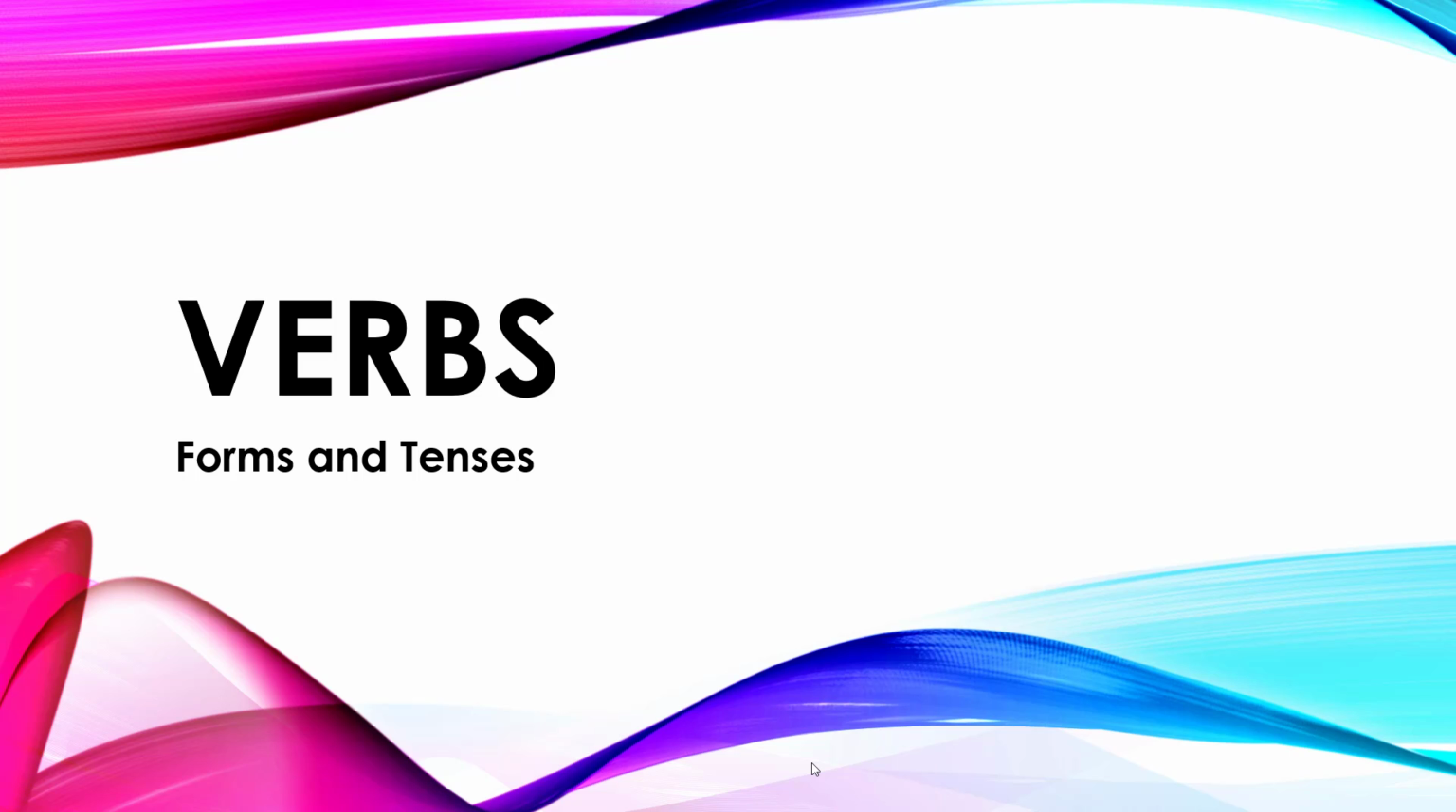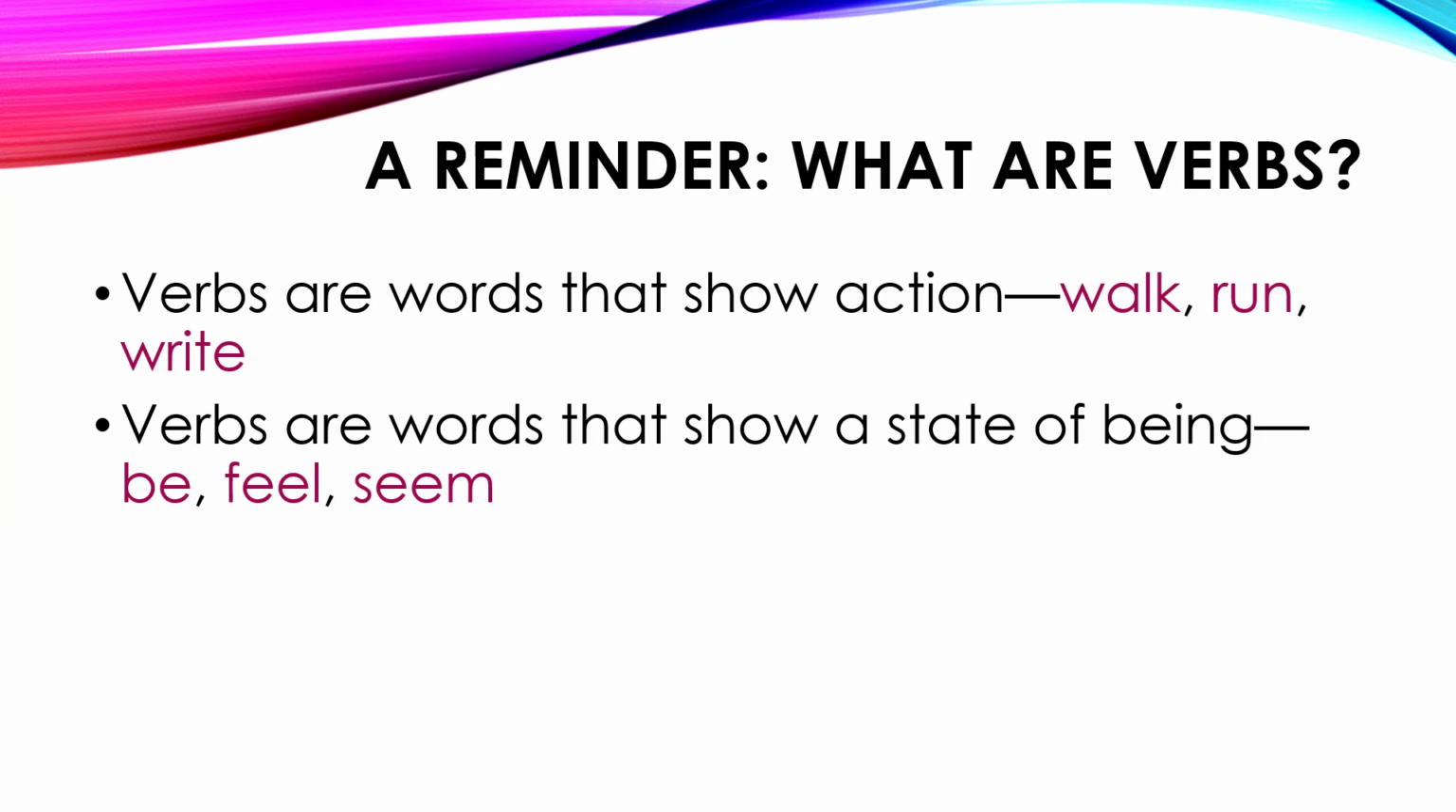Today we're going to talk a little bit about verbs and their forms and tenses. First of all, a reminder, what are verbs? Verbs are words that show action, like walk, run, and write. And verbs are sometimes words that show a state of being, like be, feel, and seem. These often come with the word to.